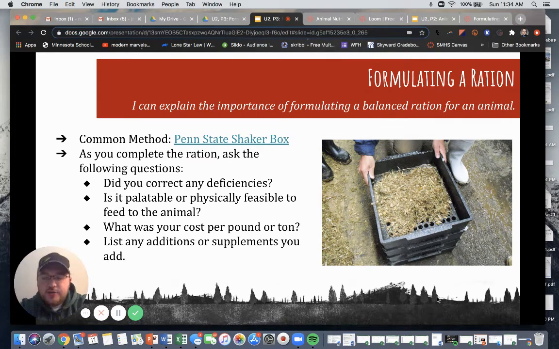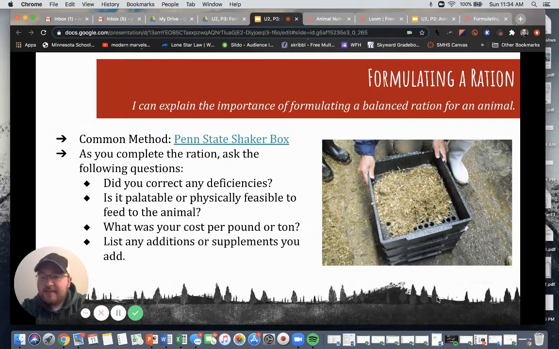Hey, vet science students, welcome back to our formulating a ration section of the animal nutrition unit. This is going to be a really important section because I'm going to explain how to do the Pearson square method, which is going to form the basis of a lot of different things that we do over the next couple of slides. So let's get started.